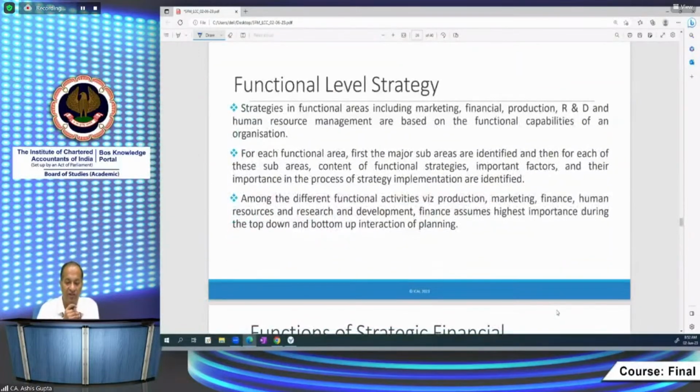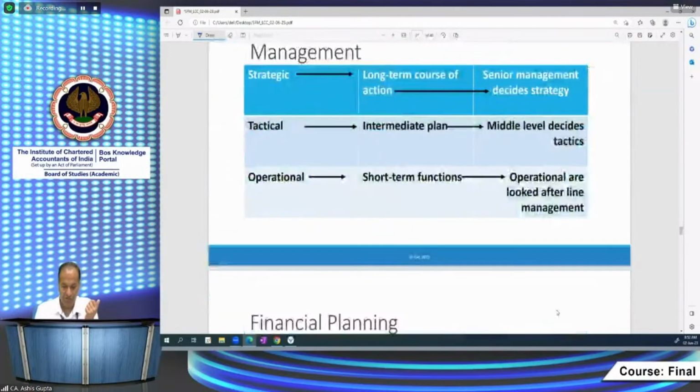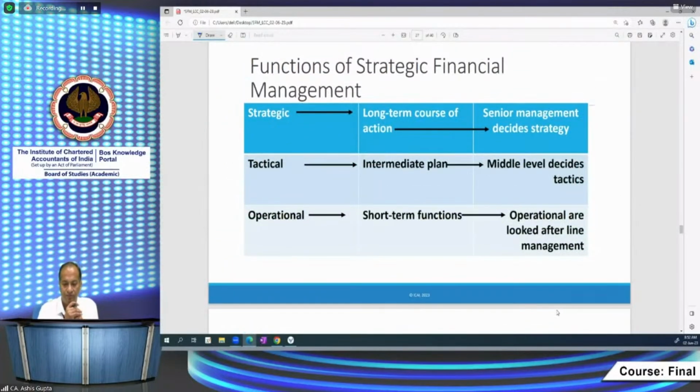Now next comes the functional level strategy. Functional level strategy means things like R&D capability. All these have been covered here. Students, I need not discuss again and again because you are all well versed. Here is just a brief description. Strategic means long-term course of action, decided by senior management. Tactical means intermediate planning at the middle level, a kind of business level. And last is the operational level of strategies, which is short-term and looked after by operational managers. So these are basically the levels of the strategies.